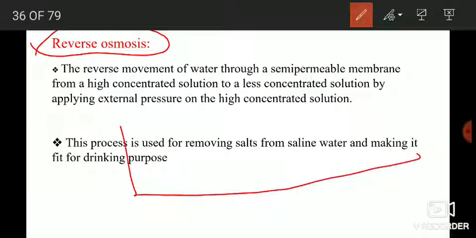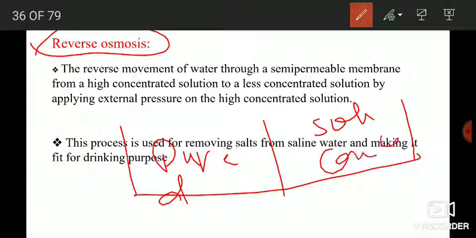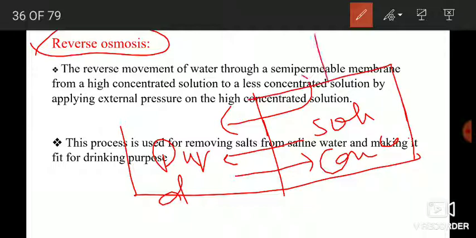So you have seen what happens in osmosis: water moves from pure solvent or dilute solution to solution or concentrated solution, through this selectively permeable membrane. In reverse osmosis, the reverse movement of water takes place, but for this you have to apply pressure on the concentrated solution. If you apply pressure on this side, water will move from concentrated solution to dilute solution, or from simply solution to pure solvent. So the reverse movement of water through a semi-permeable membrane from a high concentrated solution to a less concentrated solution by applying pressure, that is known as reverse osmosis.